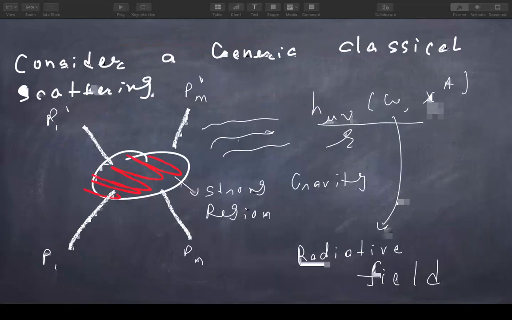Let's consider a generic classical scattering in four or higher dimensions. We have some n gravitating objects with momenta P1 to Pn, and they could be black holes, neutron stars, whatever. Then there's some strong gravity region. They scatter, and we get outgoing objects with momenta P1 prime to Pm prime. We are interested in the radiation field, which is h mu nu. In four dimensions, we look at the 1 by r component of the field, and I have done a partial Fourier transform from time to omega, because we would like to do the soft expansion in the frequency.